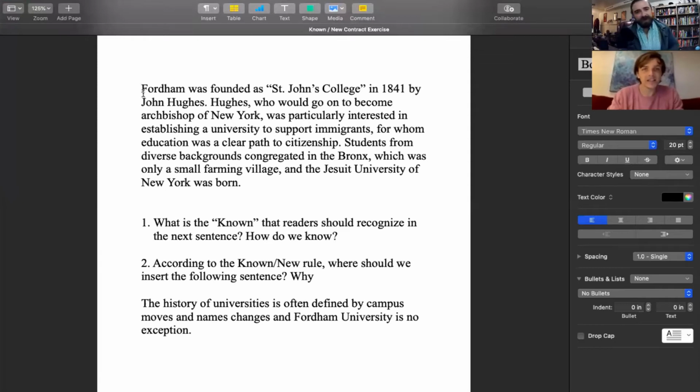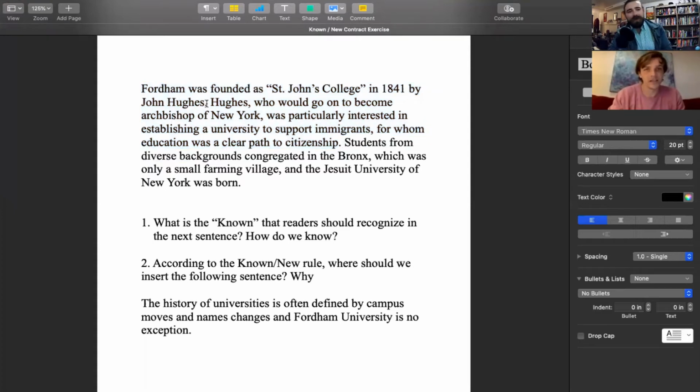So we can see clearly the Known-New in sentences like this. We're establishing information, Fordham, and then the year it was founded and its previous name.